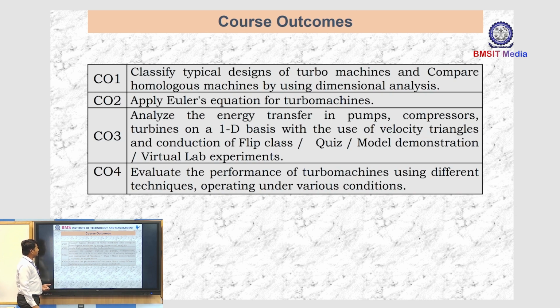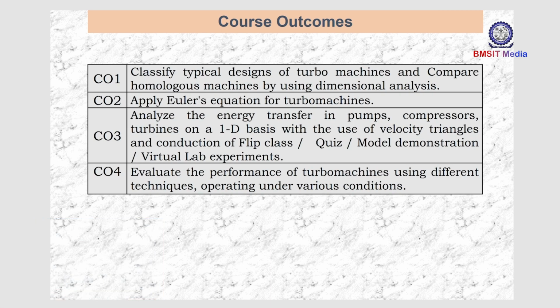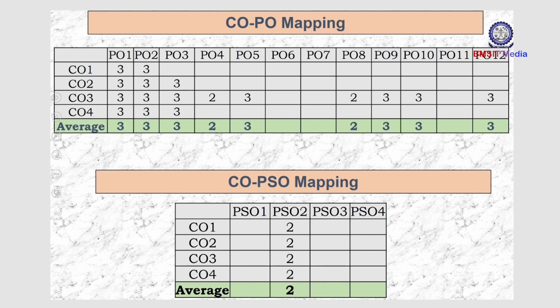And CO2 tells about applying Euler's equation for turbo machines, and CO3 tells that students are able to analyze the energy transfer in the pump, compressor, and turbines on a 1D basis with the use of velocity triangles, and conduction of flipped classes, quiz, model demonstration, virtual demonstration. And CO4 tells that the students will be able to evaluate the performance of turbo machines using different techniques operating under various conditions. This is about CO-PO mapping as well as CO-PSO mapping.